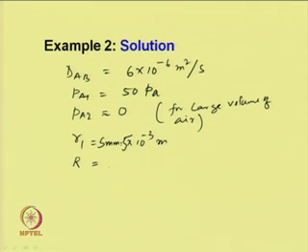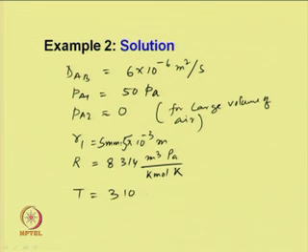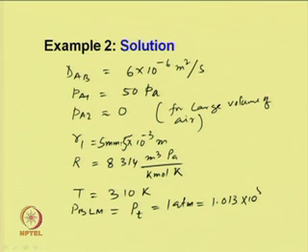R is 8314 meter cube Pascal by K mole Kelvin. T is given as 310 Kelvin, and P B L M, since it is a very dilute solution, we can consider as P T, total pressure, which is equal to 1 atmosphere, which is equal to 1.013 into 10 to the power 5 Pascal.